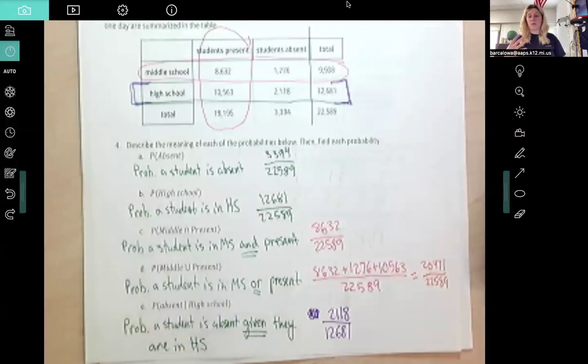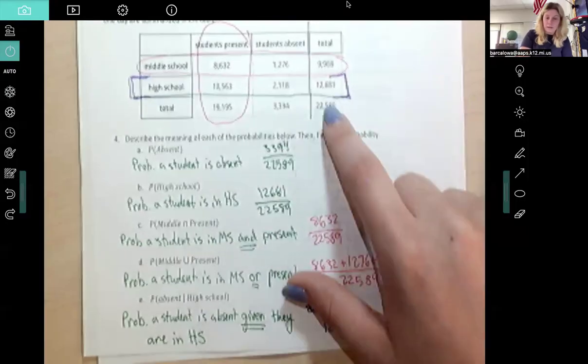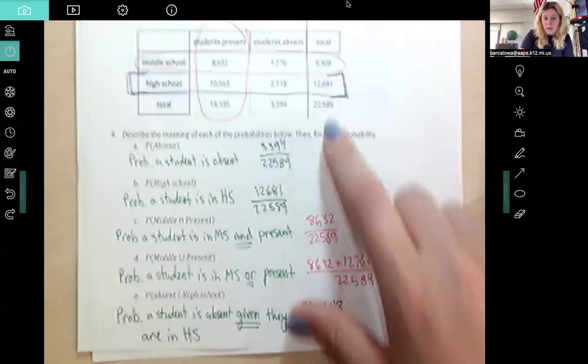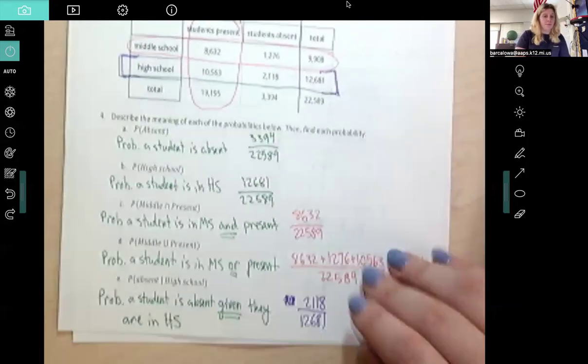Okay, that is the only time in a two-way table where we're looking at an overall total that's not the overall total, okay? Is when I have a condition or a given statement.